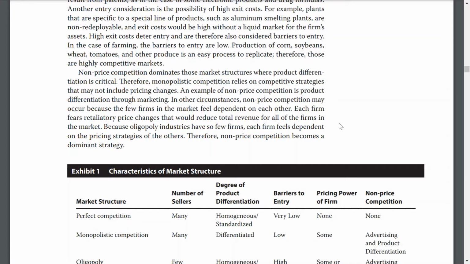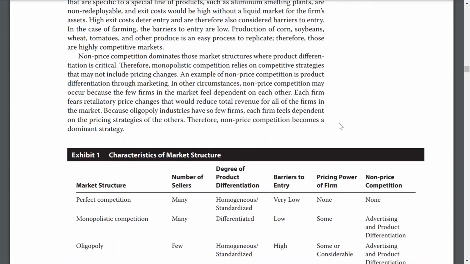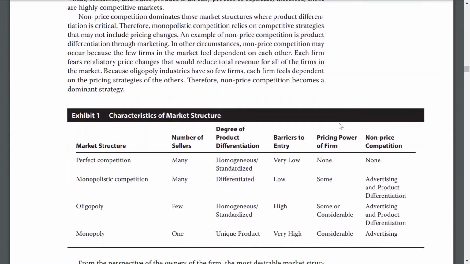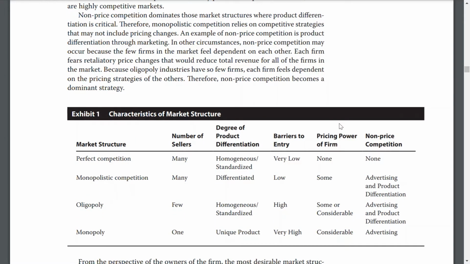In other circumstances, non-price competition may stem from fear of retaliatory price changes that would reduce total revenue for all of the firms in the market. Because oligopoly industries have so few firms, each firm feels dependent on the pricing strategy of the others. Therefore, non-price competition becomes a dominant strategy.